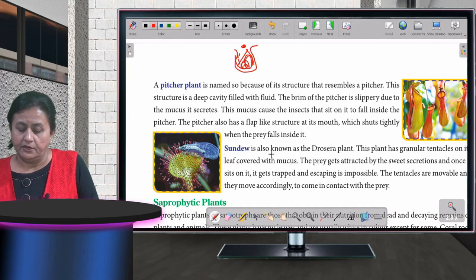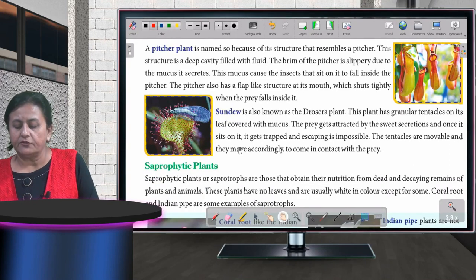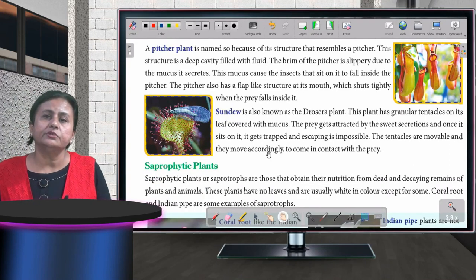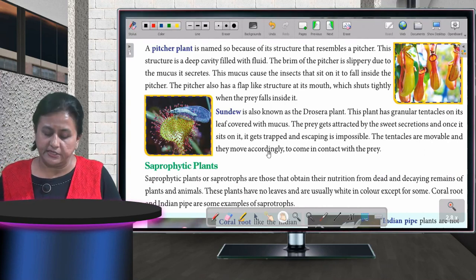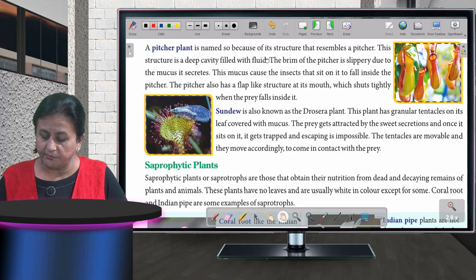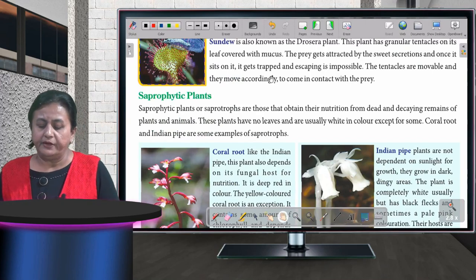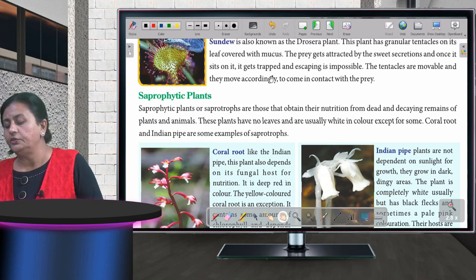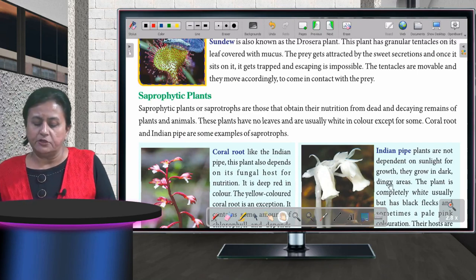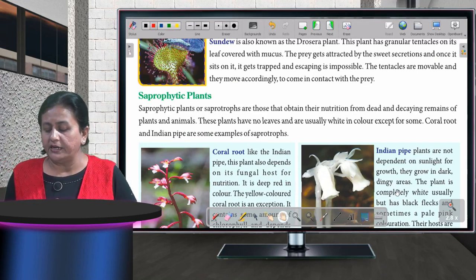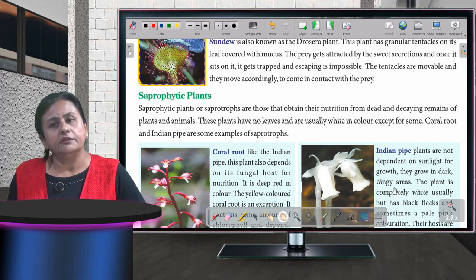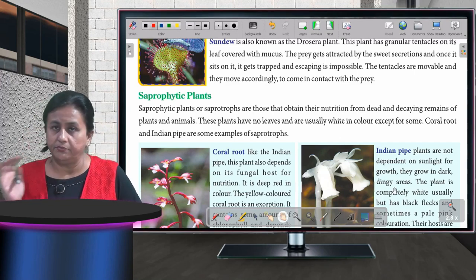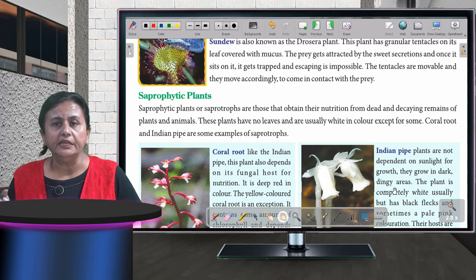Now, same thing here, you can see sundew plant is also there. It is also an insectivorous plant because all these three plants, as I have named, pitcher plant, sundew and Venus flytrap, they all eat insects. Then saprophytic plants. What are saprophytic plants? Saprophytic plants or saprophytes are those that obtain their nutrition from dead and decaying remains of plants and animals. These plants have no leaves and usually they are white in color, either colorless or white in color. They do not have any leaves at all.